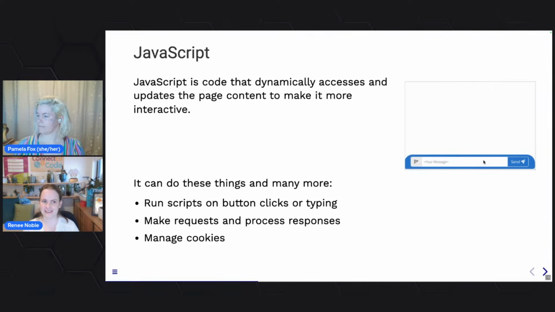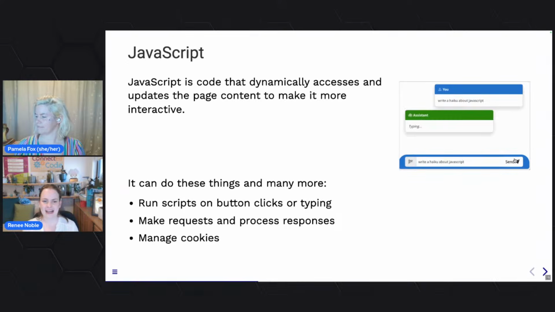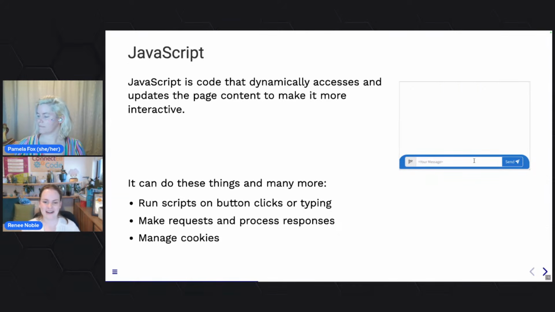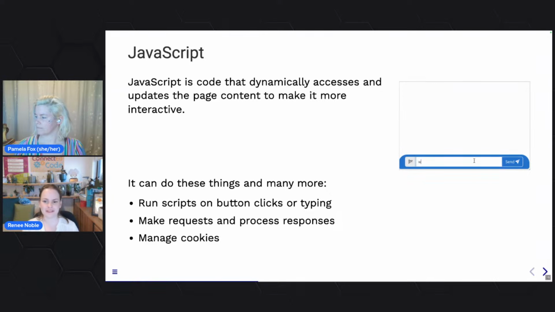So lastly, our third language is JavaScript. This is the code that accesses the page content. So all those things you laid out in your HTML, and it can do stuff to them. So your HTML is kind of what your page is represented as now. But if you click a button, you could say, okay, for instance, I'm writing all of this text in this box here.